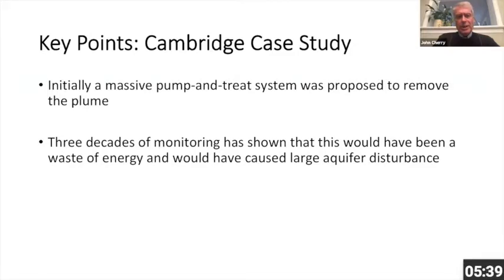So the Cambridge case study showed that a massive pump and treat system that was employed to remove contaminants would have been a waste. Monitoring has shown that this would have been a waste of energy and would have caused large aquifer disturbance. What's generally not realized is that many efforts at groundwater pollution remediation cause aquifer disturbance, which causes unintended consequences, in many cases very negative. Next slide, please.